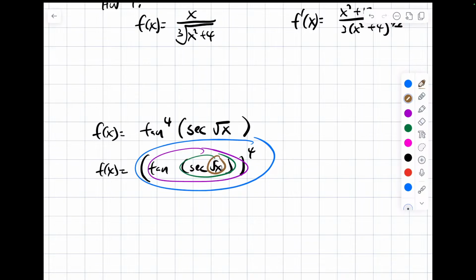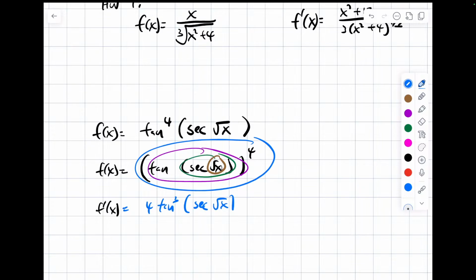Now, there are 4 layers here, so I'm going to start with the blue layer. The blue layer is the something to the 4th power. The derivative of something to the 4th power gives you 4 tan cubed times secant of square root x. Now remember, it's like a Russian doll: you remove one doll, and all the inside dolls are still inside.